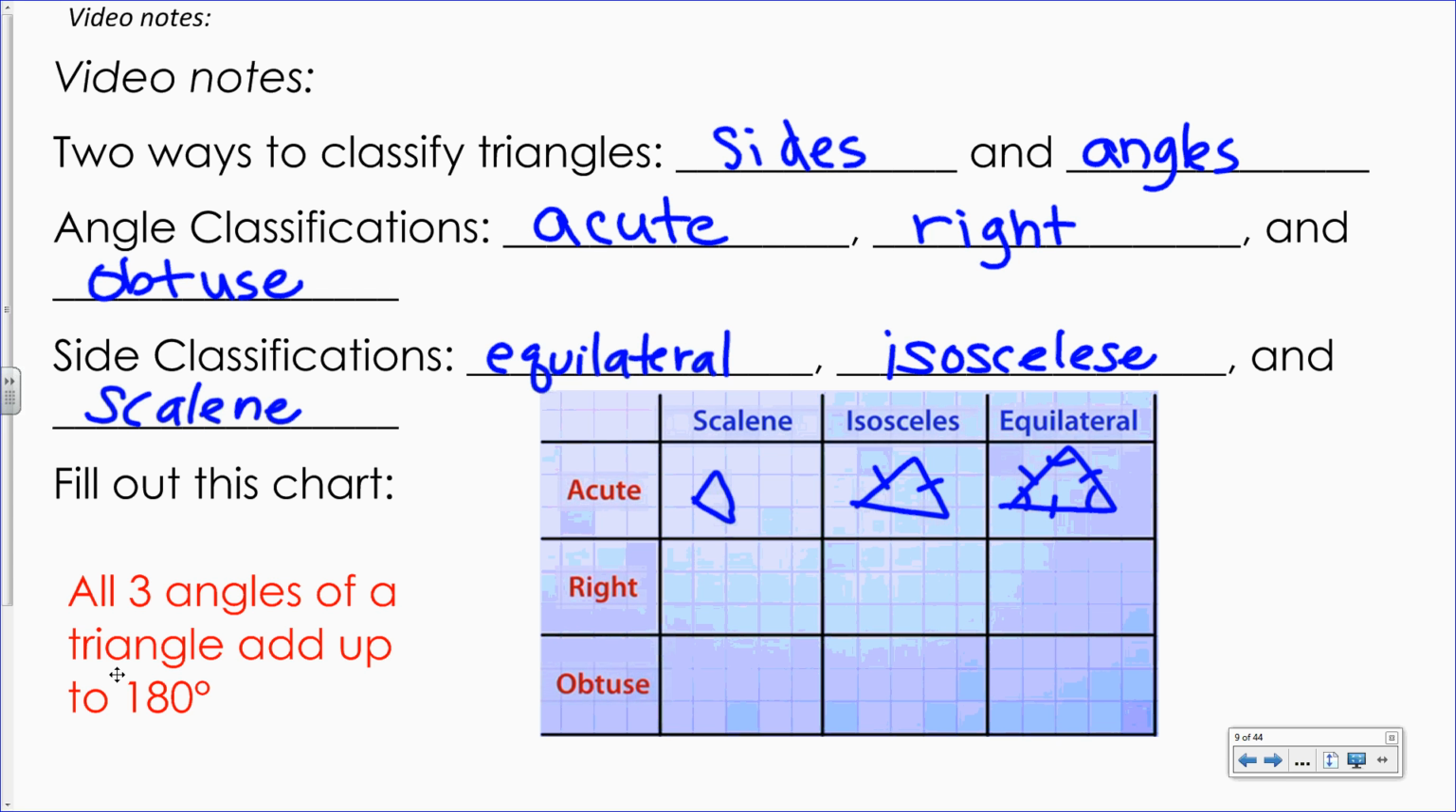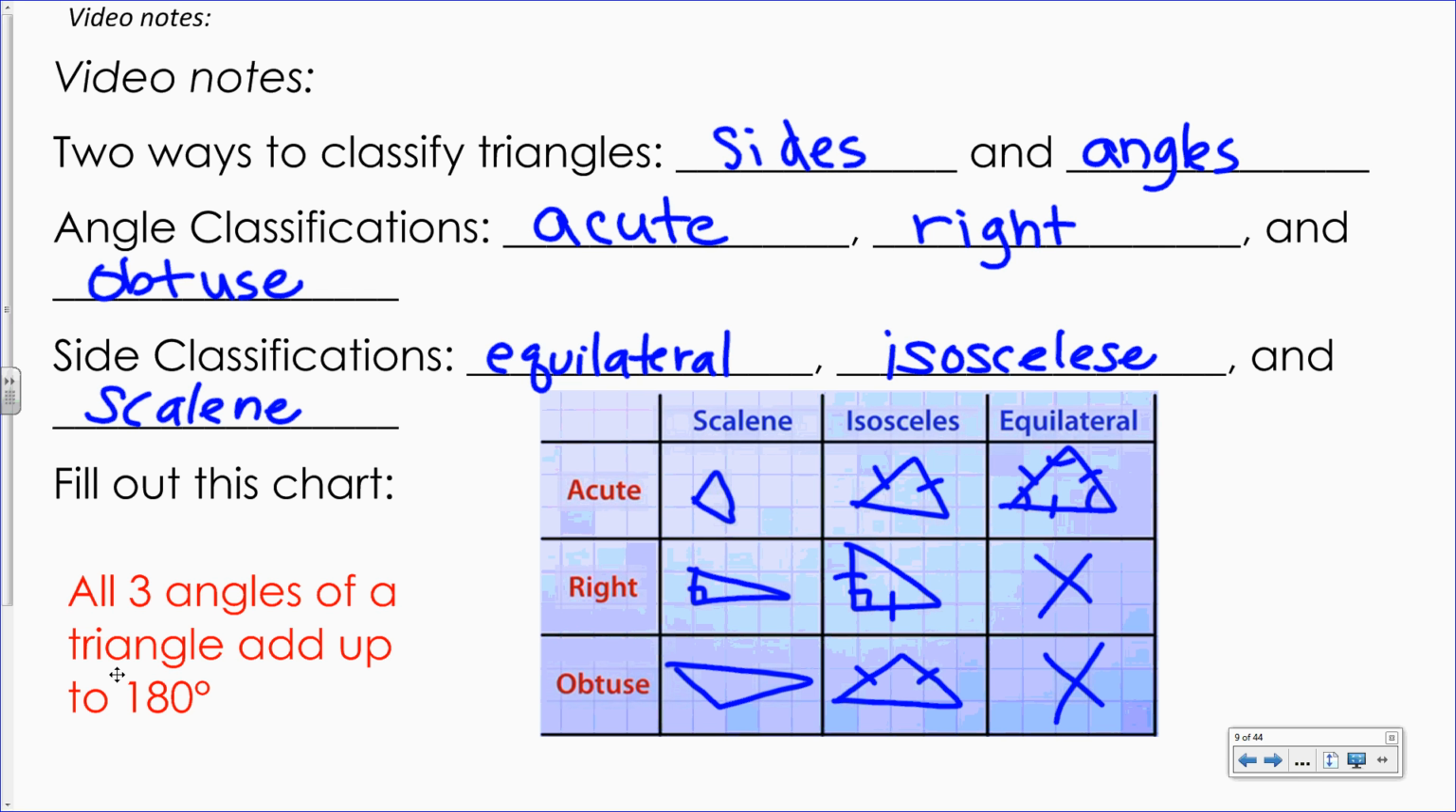A right scalene would be something that has a right angle, but none of the sides are the same size. A right isosceles would be a right angle, and these two sides would be the same. And let's mark these as right angles. And then you cannot have a right equilateral triangle. You can't have all three sides the same. Obtuse scalene means you've got one obtuse angle and none of your sides are equal. And obtuse isosceles means you've got an obtuse angle and two of the sides are equal, and it's going to be these two. And you cannot have an equilateral triangle that's obtuse.